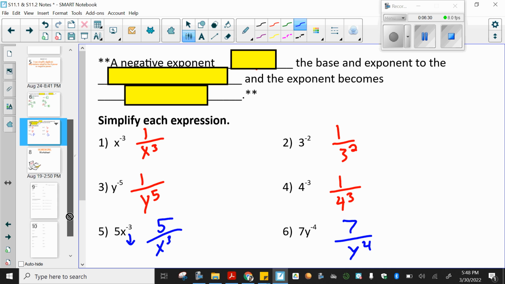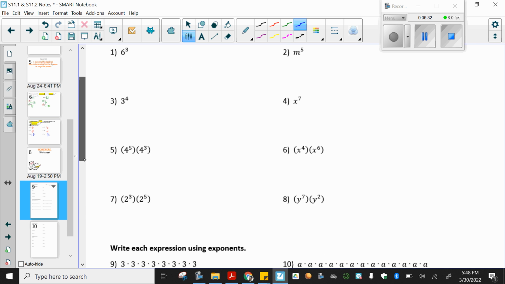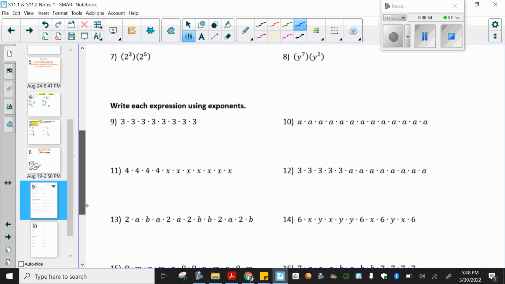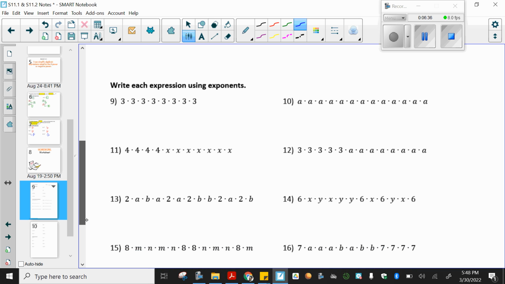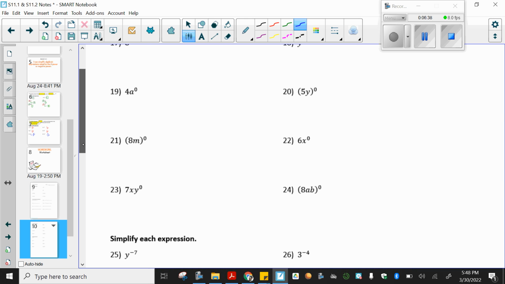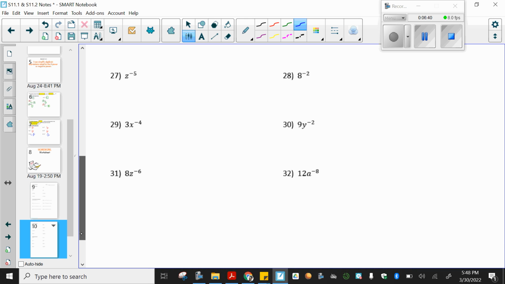All right, here's the homework. Front page is the first part of the notes, right? Expand, and then write an expression using exponents. And then here we're going to deal with zeros as exponents, and then negatives, same thing you just did.